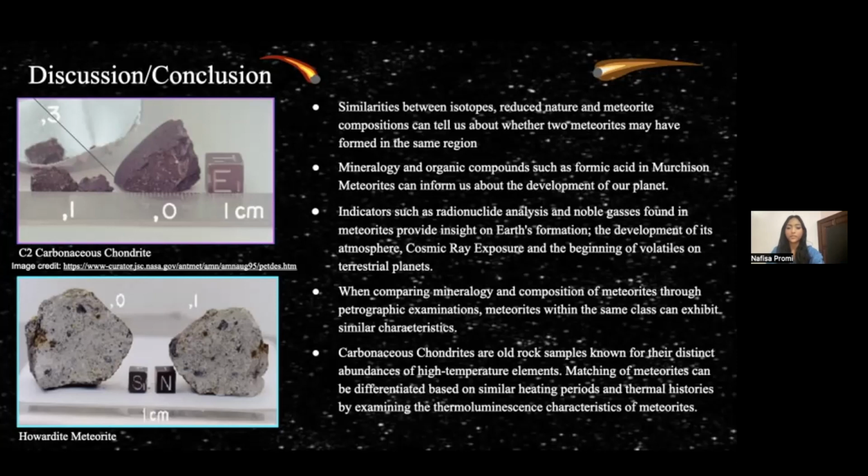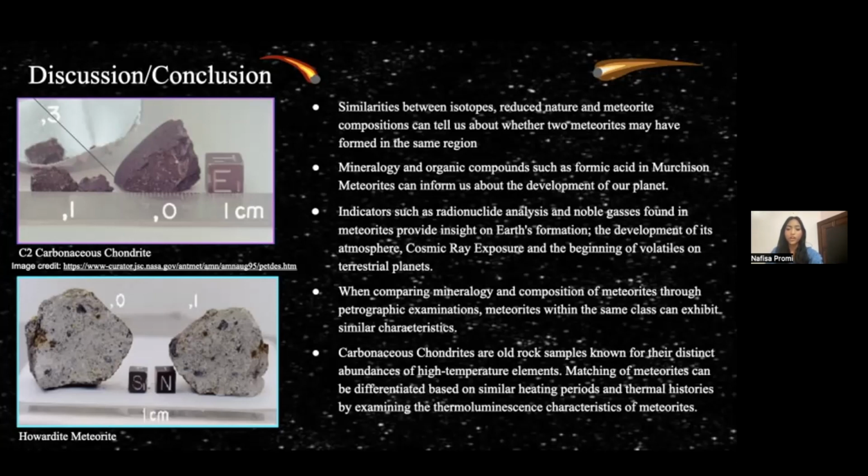Cosmogenic noble gas abundance and radionuclide activity are additional indicators of meteorite matching. Cosmogenic noble gases such as helium, neon, and argon are produced by cosmic ray interactions with elements in meteorites. Comparing the abundance of these gases can provide insights into potential matching of meteorites.